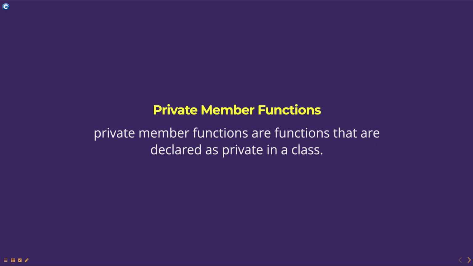For example, you might have a private member function that calculates a value based on the class's data members, but you don't want to expose this calculation to the outside world.